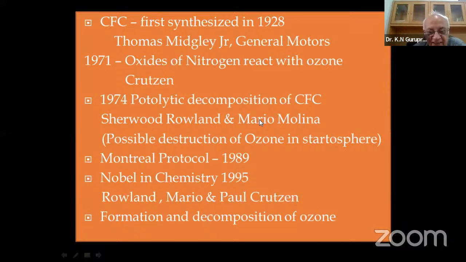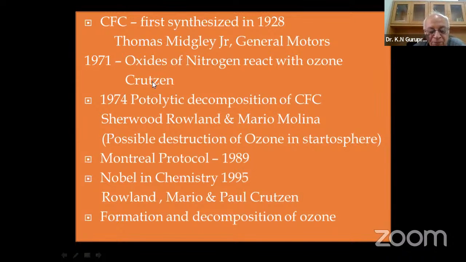So based on this, in order to prevent the destruction of ozone, there was an environmental law formed in 1989, which is called the Montreal Protocol. In this Montreal Protocol, it was decided not to use chlorofluorocarbons. You see, the importance of this work was so much.